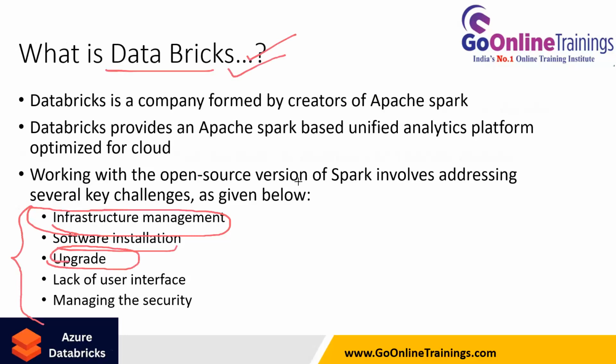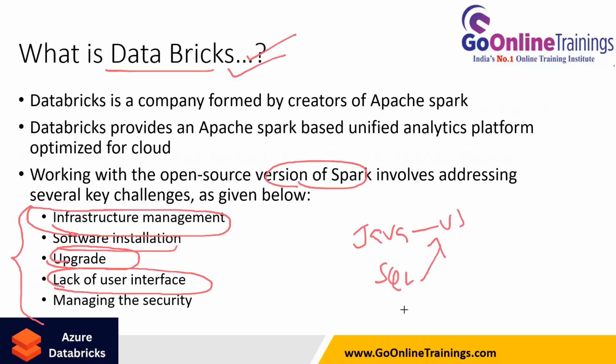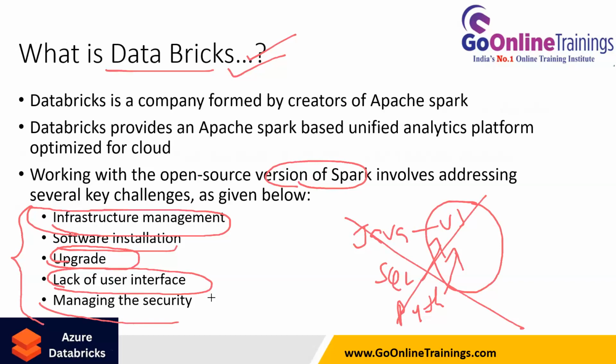Upgrades: any time Apache Spark gives you new patches, these people will be upgrading. Lack of user interface: if you have Java, then a Java user interface you need to have. If you wanted to write SQL code, a SQL user interface you need to have. If you wanted to write Python code, a Python user interface you need to have. So many user interfaces, people have to learn. So this is also not necessary, right? Managing the security and a lot of other things, who's going to be doing that?